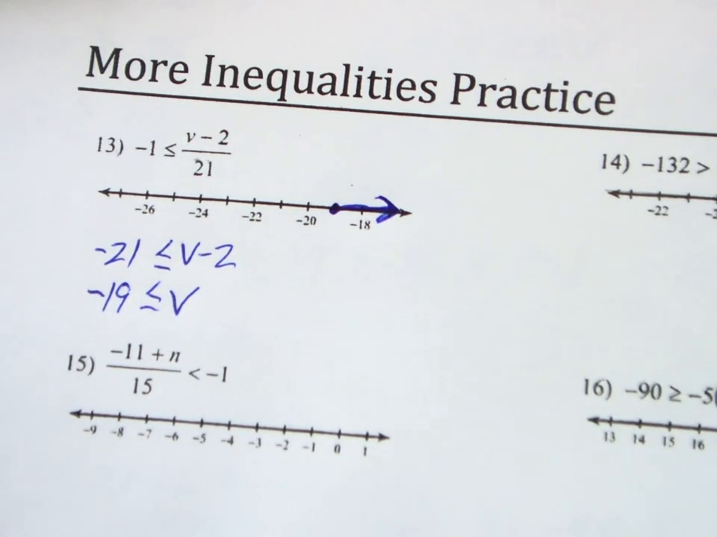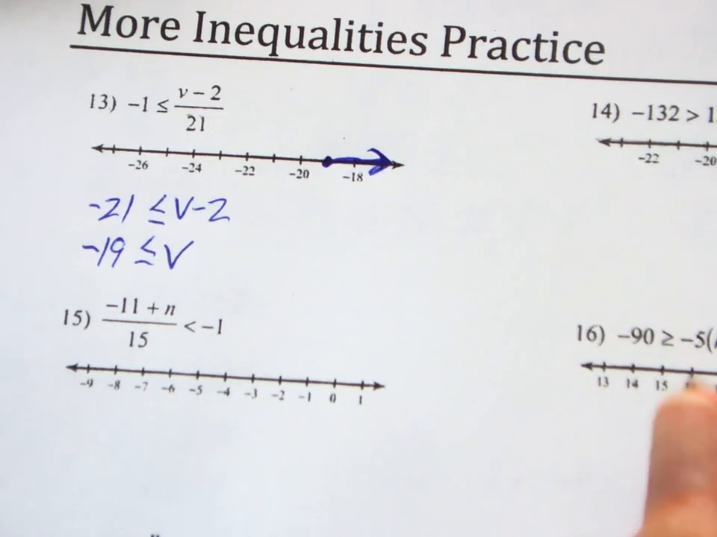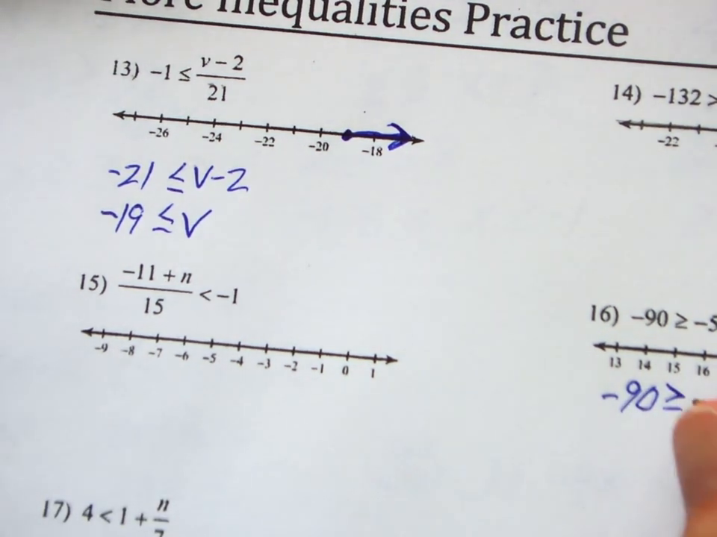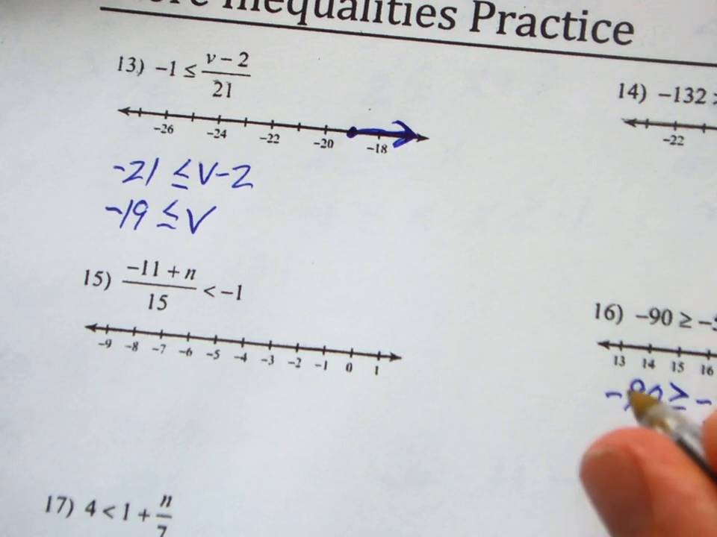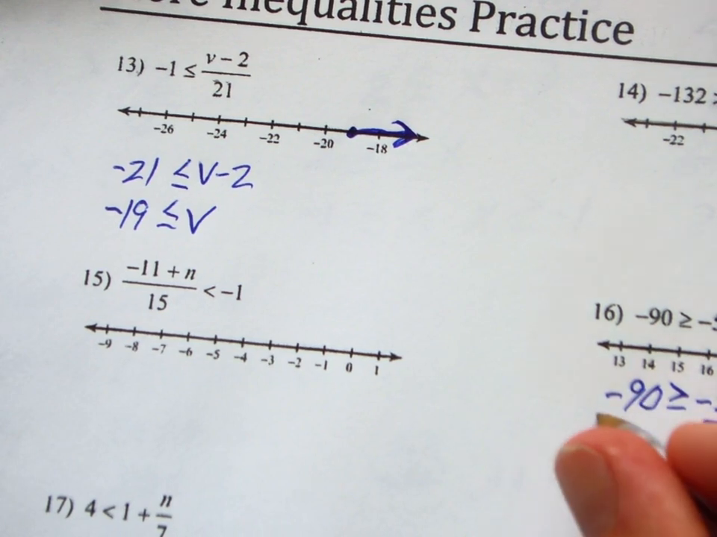Okay? Now, you know what I wanted to do somewhere is to show you what happens when you have, let's try, well, this is dividing by a negative. Let's see what happens when we do this. Watch this one. Negative 90 is greater than or equal. So what I'm going to do here, I'm going to copy it first. Now, I want to get rid of this negative 5, so I'm going to divide by negative 5. And I'm going to divide this by negative 5.